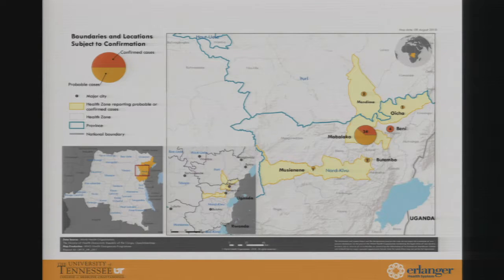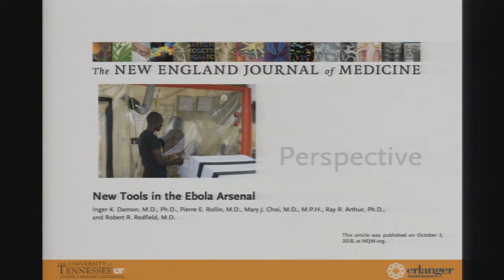The response to hemorrhagic fever outbreaks has really changed a lot in the last 5 years. And I want to share just a little bit with you about some of the new tools in the Ebola arsenal. This was a perspectives piece that was published in October in the New England Journal. There are just a lot of new things that have come out since that initial outbreak. There are 5 therapeutic agents that have been approved for compassionate use for Ebola virus disease.